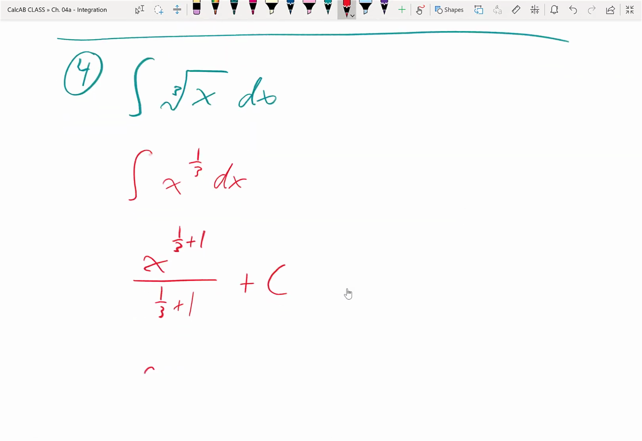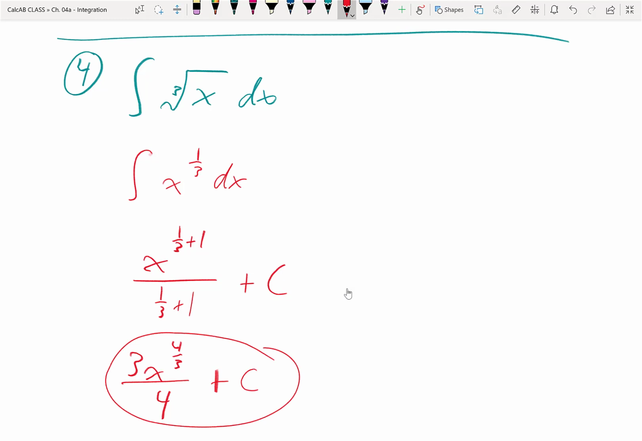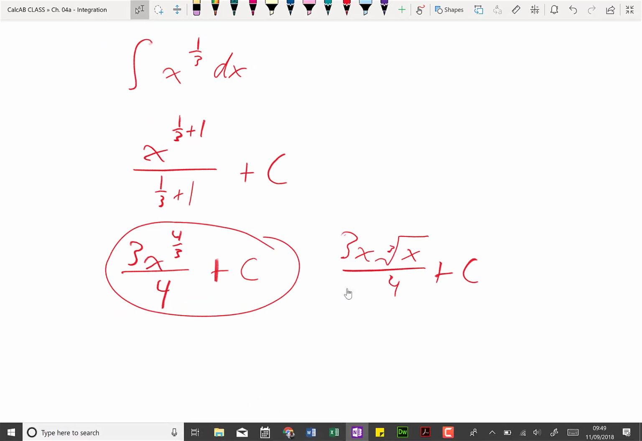X to the 1/3 plus 1 is x to the 4/3. And divided by 4/3 is the same as times 3/4. So that becomes 3x to the 4/3 over 4 plus c. I would leave it like that. You feasibly could also have that as 3 times the cubed root of x over 4 plus c, but I like the exponent notation better, and I think you guys do too. Looks cleaner.